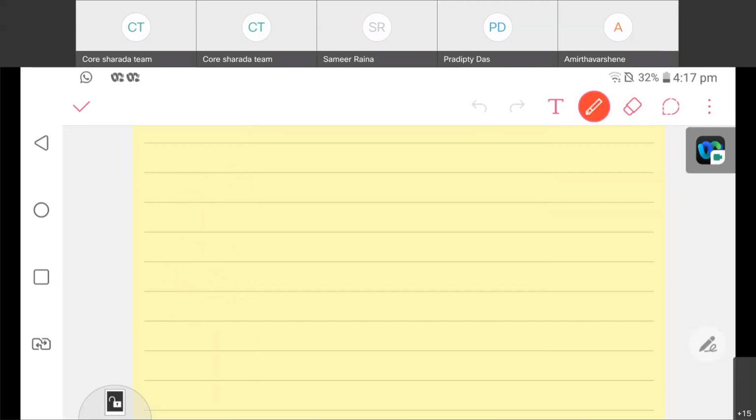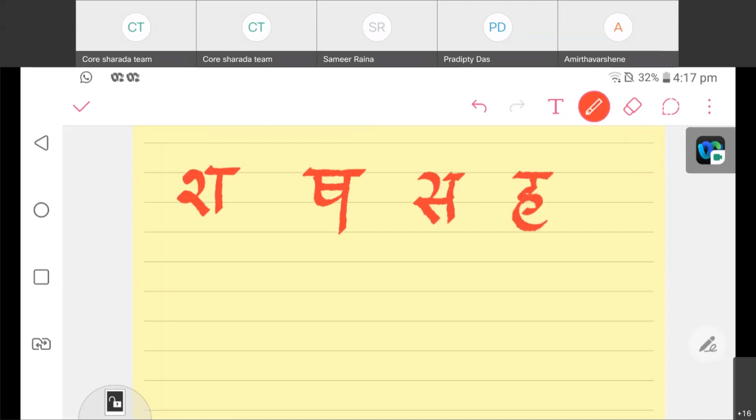These are Ushma Vyanjana, the ones which I'll be showing now. That is Sha, Sha, Sa, and Ha. They are Ushma Vyanjana, which is the creation of Shiva.